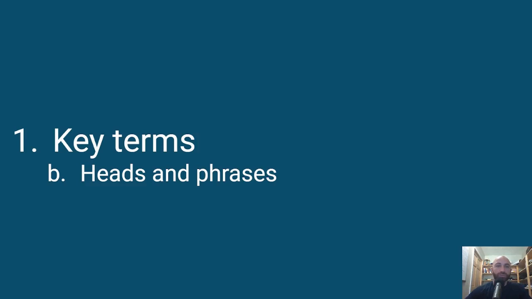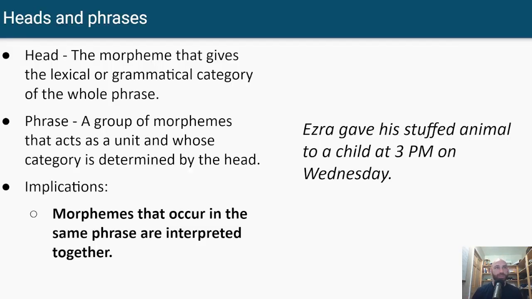So next we have heads and phrases. These are two very important syntactic terms, really foundational. A head is the morpheme that gives the lexical or grammatical category of the whole phrase. And a phrase is a group of morphemes that acts as a unit and whose category is determined by the head. Let me just give an example here, and hopefully this will make some sense.